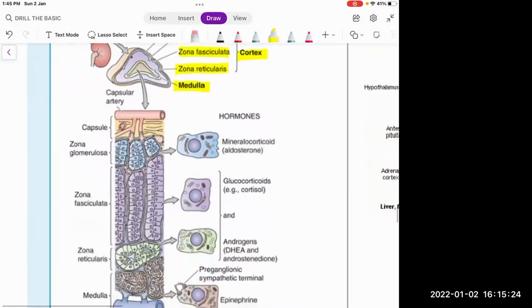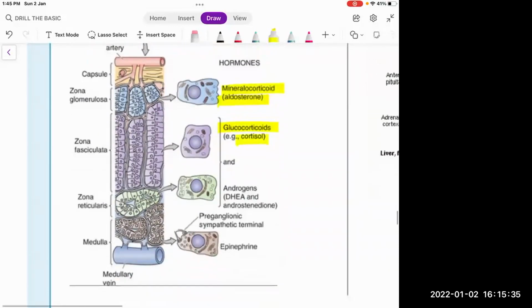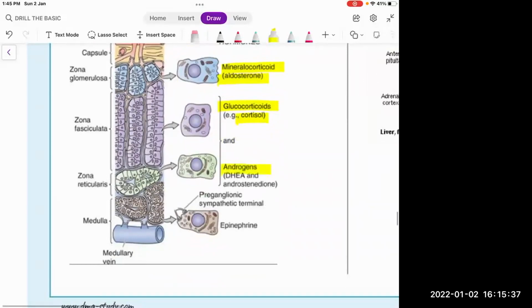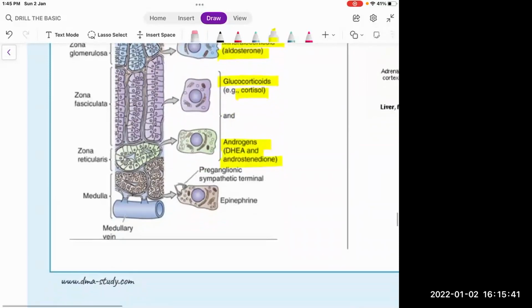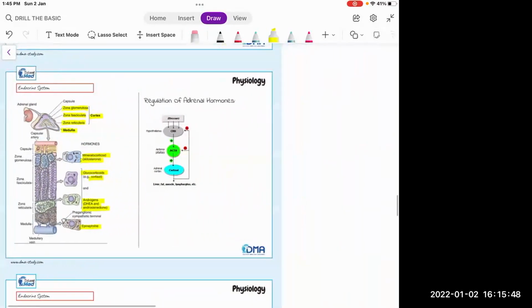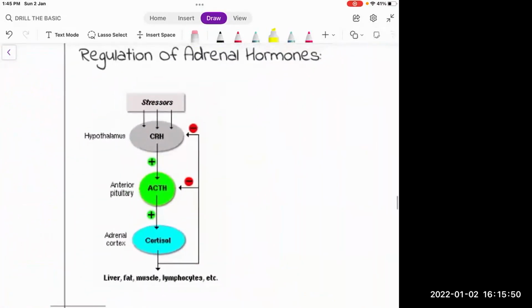Okay. Zona glomerulosa produces mineralocorticoids. Aldosterone is the hormone. And fasciculata produces glucocorticoids, that is cortisol. And reticularis produces androgens, that is dehydroepiandrosterone. And medulla produces epinephrine. Okay, so these are all the hormones produced by the adrenal gland.